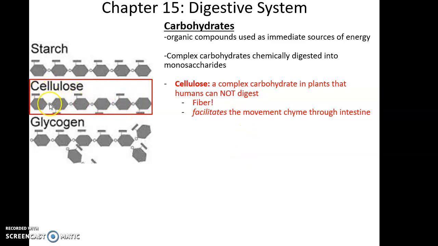Now, cellulose is something else we eat when we eat plant matter, and cellulose is a complex carbohydrate that we cannot digest. Even though it's only a long chain of glucose, it is chemically arranged in such a way that we cannot break down cellulose. So instead, cellulose is basically fiber, and it helps to facilitate the movement of chyme through the intestine, especially the large intestine.